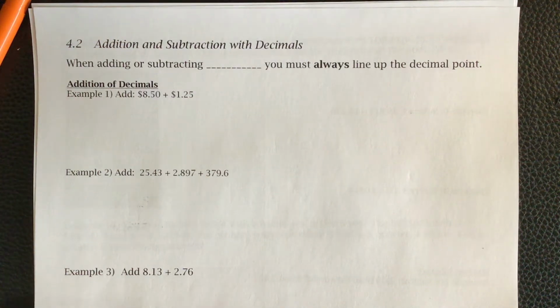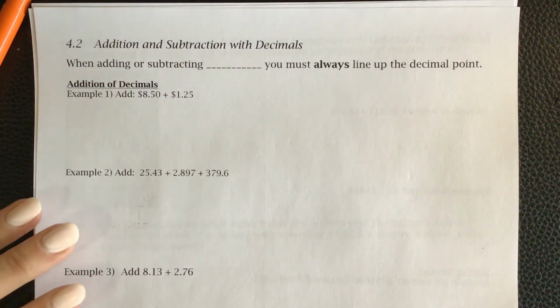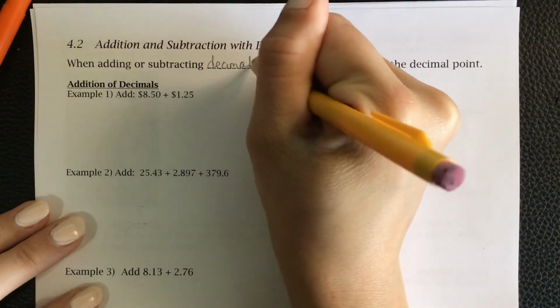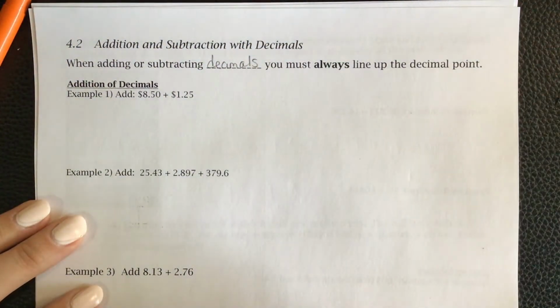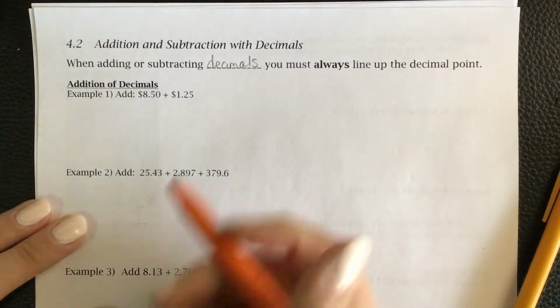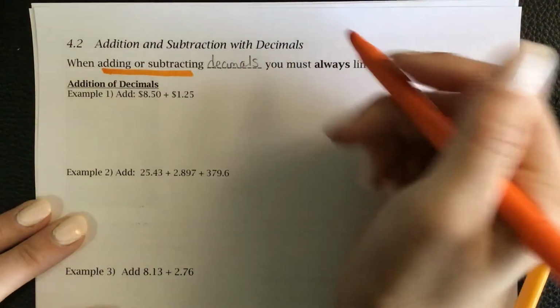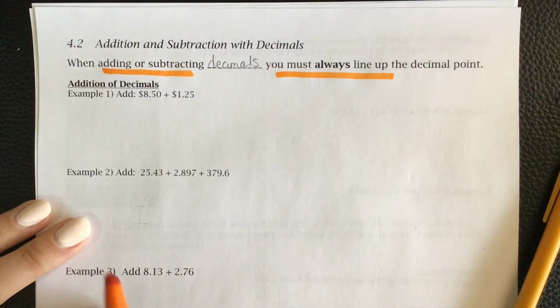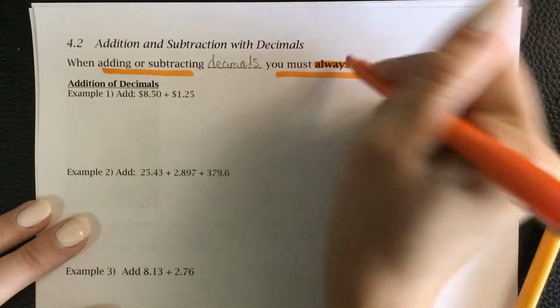4.2, addition and subtraction with decimals. When adding or subtracting decimals, you must always line up the decimal point. Okay, I'm going to highlight a couple of important pieces. When adding or subtracting, you must always line them up. Okay, always.